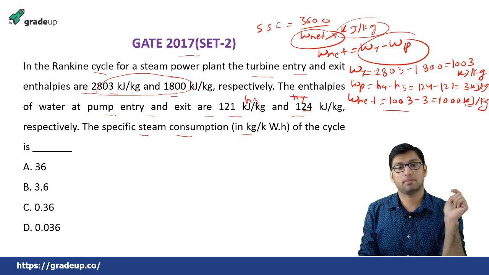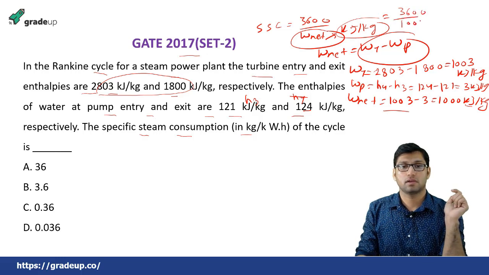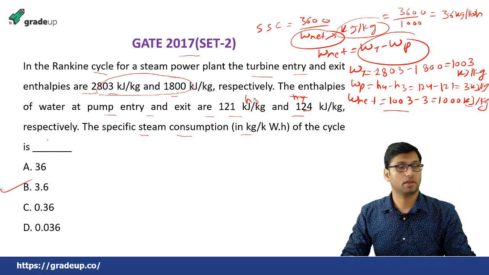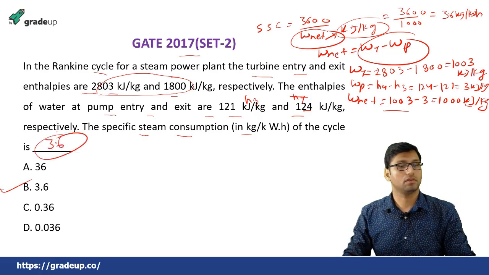Okay, so if these units are the same, that means you just have to put the value of net work here. So it will be 3600 over 1000. This will come out to be 3.6 kilogram per kilowatt hour. So this option is the correct answer. Option B, 3.6 is the answer.